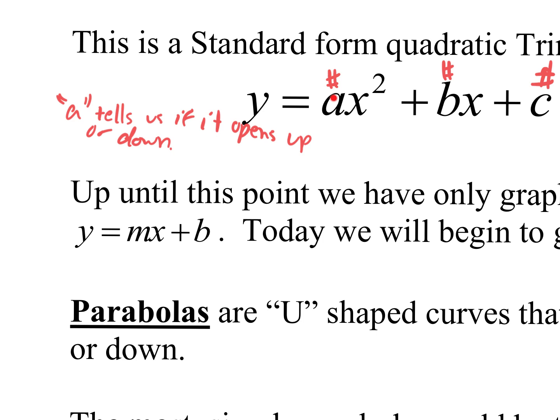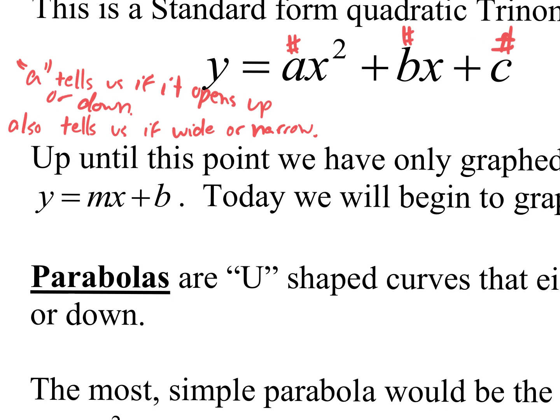If it's positive, the parabola is going to open up. If it's negative, the parabola is going to open down. Okay. What else? It also tells us if it's wide or narrow. Maybe we'll touch on that today, but if not, definitely tomorrow. Okay. So the a tells us if it opens up or down, if it's wide or narrow.